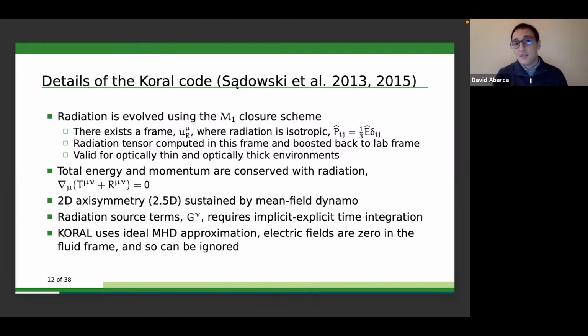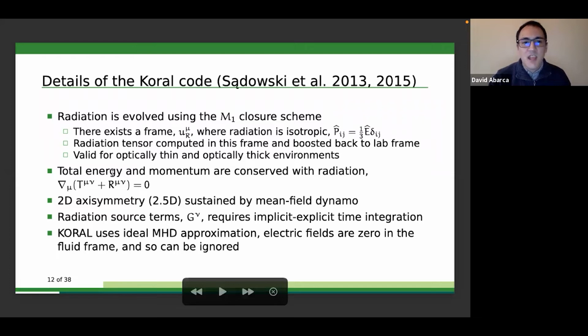Some specifics of this code. So the code I use is called Coral. It was written by Alexander Sadowski from TOMC. But I think most of it was written when he was at CFA. So it evolves radiation using the M1 closure scheme. So what this means is that we assume radiation acts like a fluid, okay? We take moments of the intensity so that we get fluid-like equations.